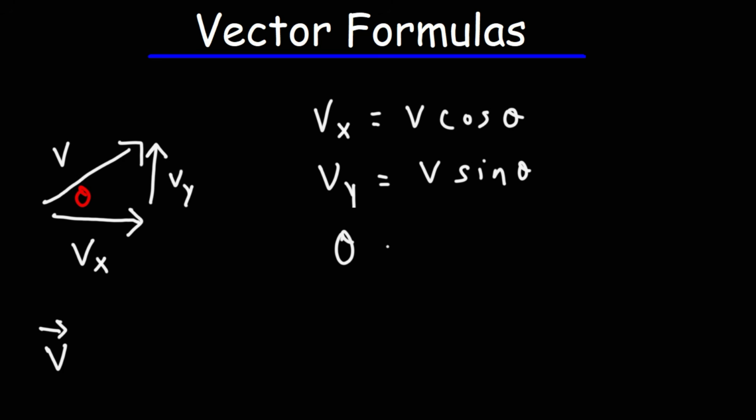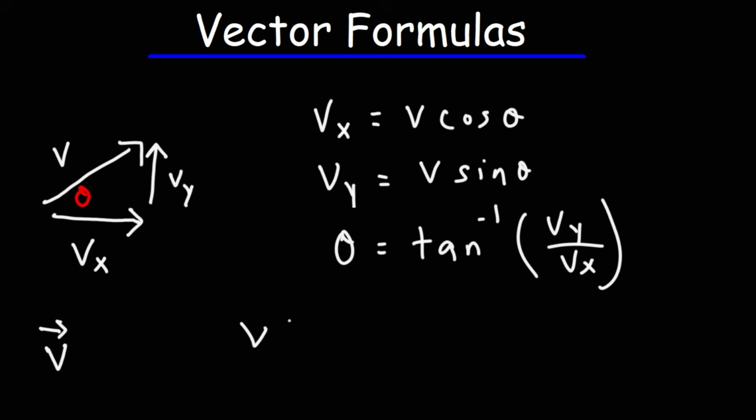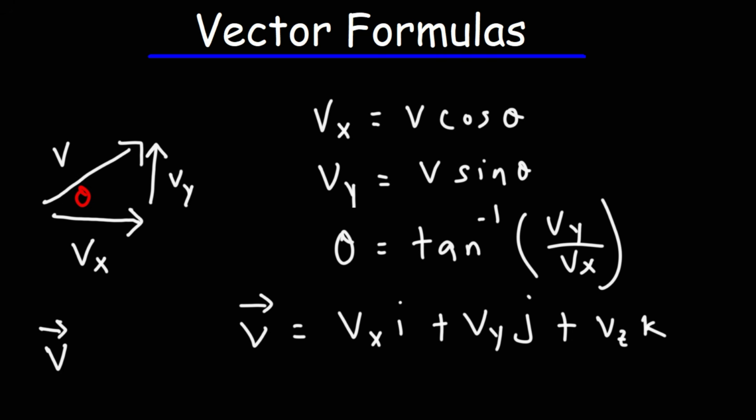Now the angle theta in this triangle, if you need to find the direction of the vector, for a 2D vector, it's arctangent vy over vx. Now, vector v can be written like this. It can be written in terms of its components: vx i plus vy j if you have a 2D vector. For a 3D vector, you'll add plus vz k. But let's focus mostly on 2D vectors for the moment.